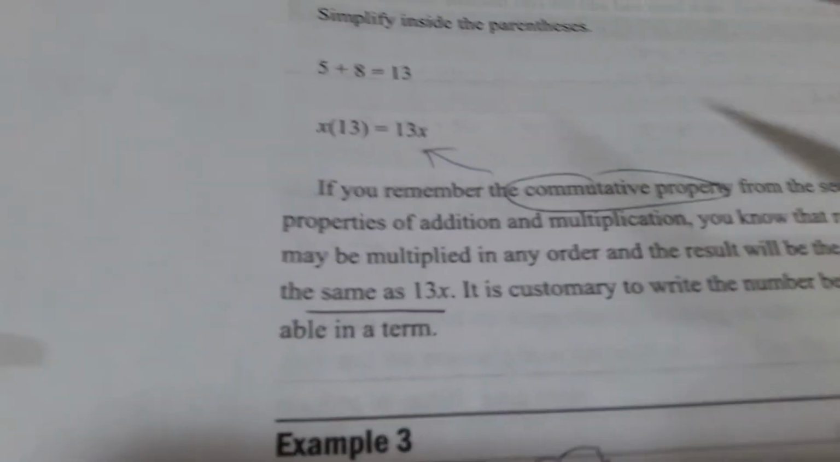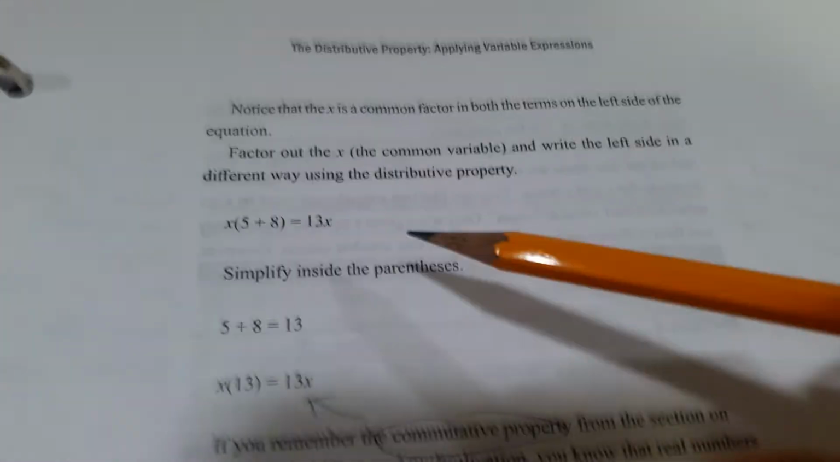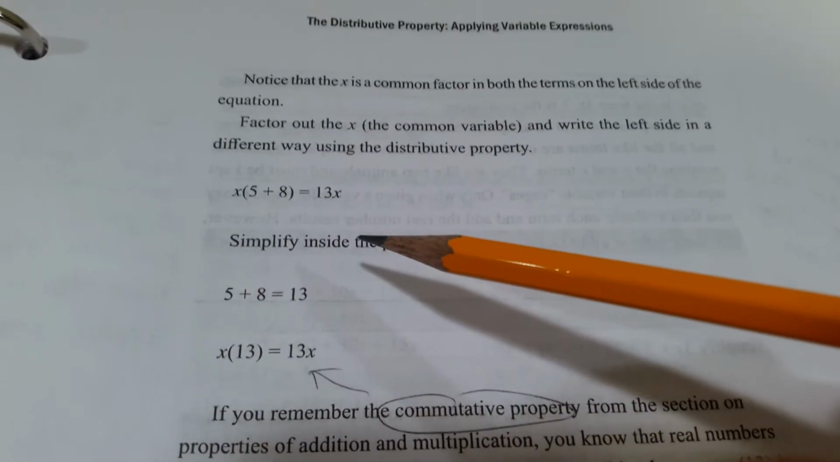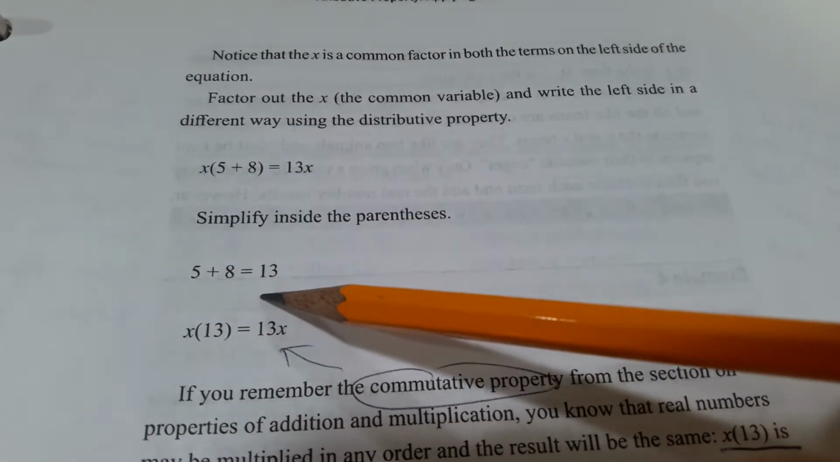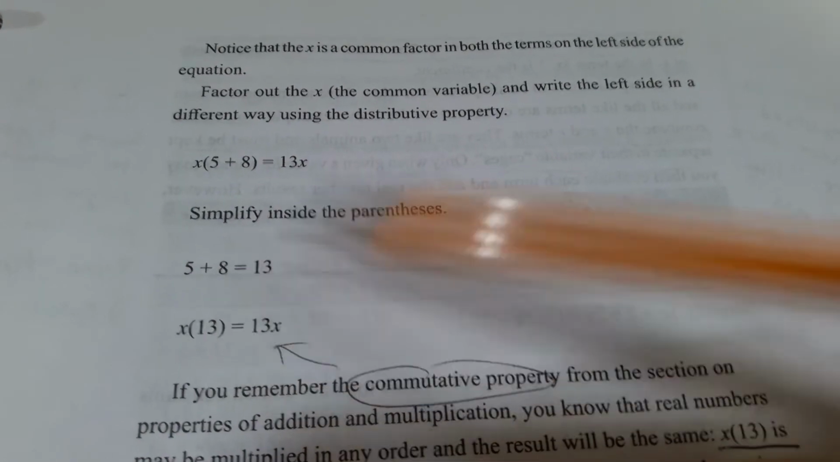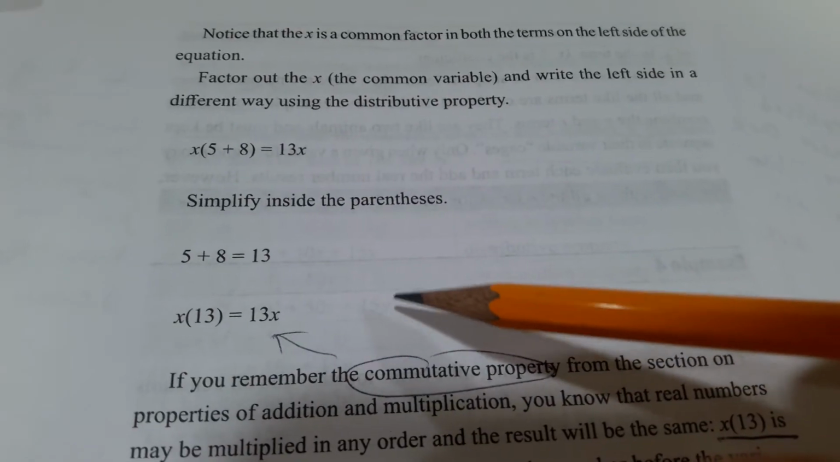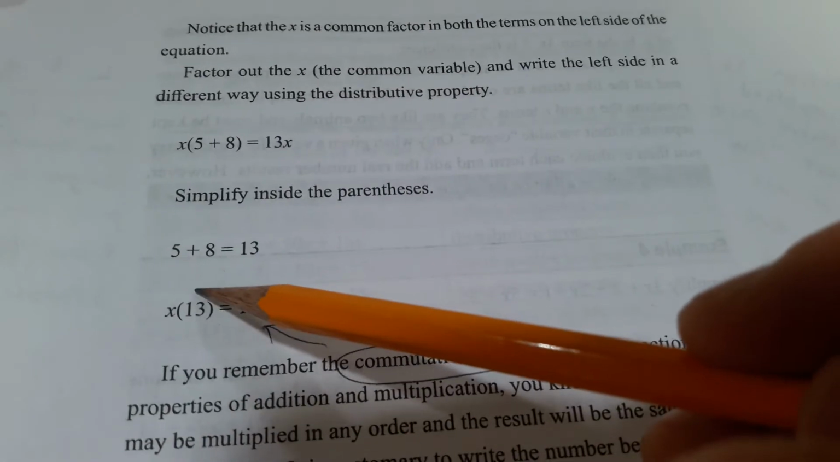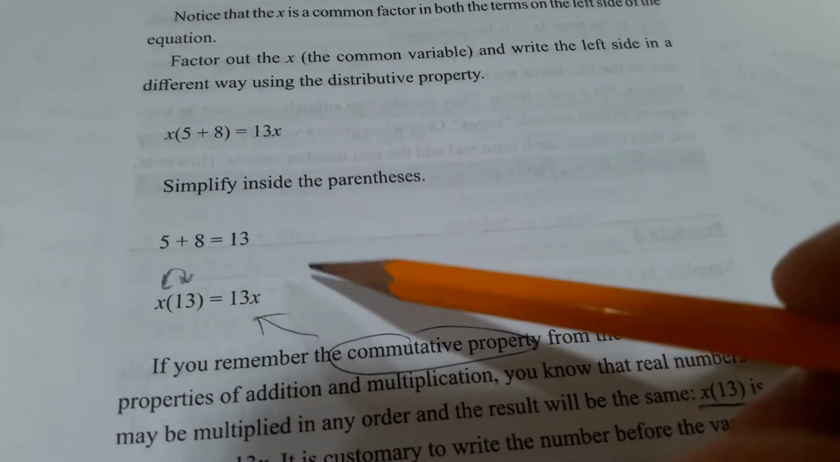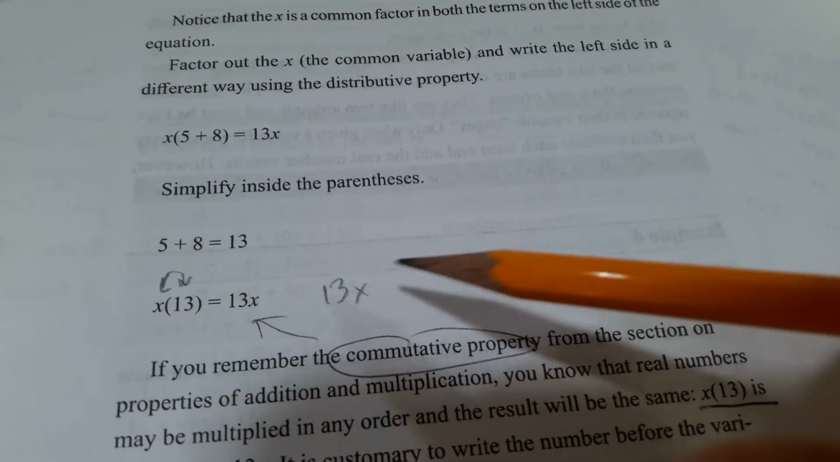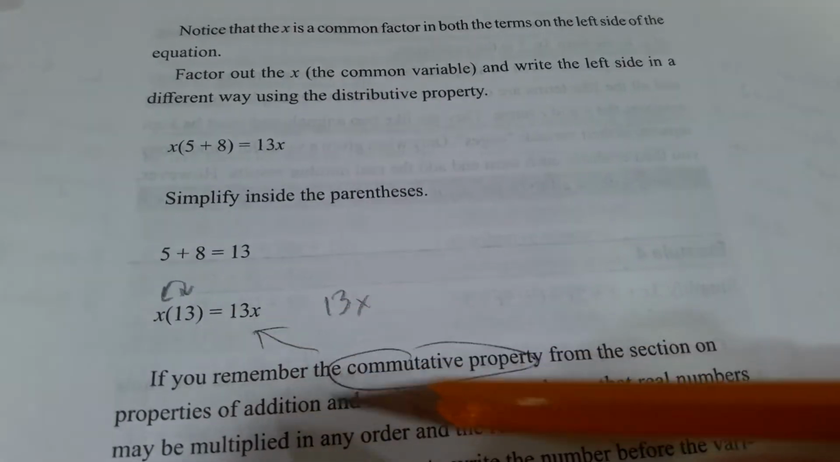So they show it down here too with the answers. After that, you simplify what's inside the parentheses. So 5 plus 8 is 13. So you have x times 13. And remember, with the commutative property, we can just switch places since it's multiplication and not division. So 13 can go before x. So x times 13 equals 13x.